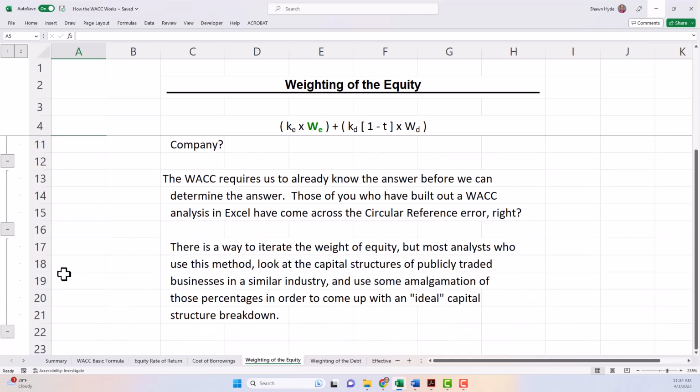So there is a way to iterate the weight of equity, but most analysts who use this method tend to look at the capital structures of publicly traded businesses because you can identify the equity and the debt components. You can do the math and see what the ratio is and use some kind of amalgamation of those various percentages in order to come up with what's called a quote-unquote ideal capital structure breakdown. And then they incorporate that for the analysis of the company that they are appraising. More on that in just a little bit. In fact, on this next tab, I believe.